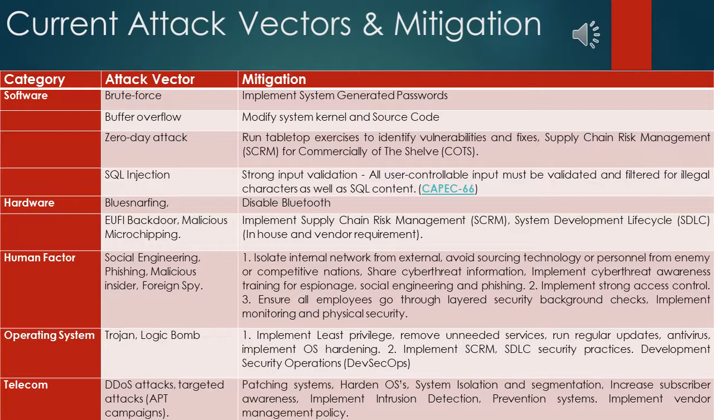The human factor has attack vectors which include social engineering, phishing, malicious insider, foreign spies, also known as nation-state actors. Mitigations for this could include isolating internal networks and external networks. Avoid sourcing technology or personnel from enemy or competitive nations. Share cyber threat information. Implement cyber threat awareness training for espionage, social engineering, and phishing.